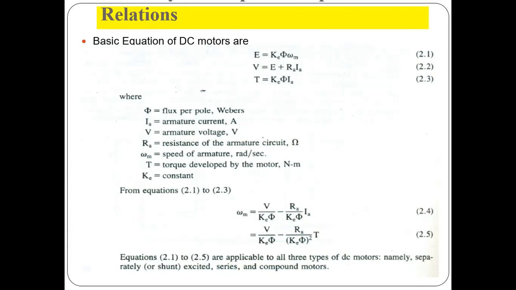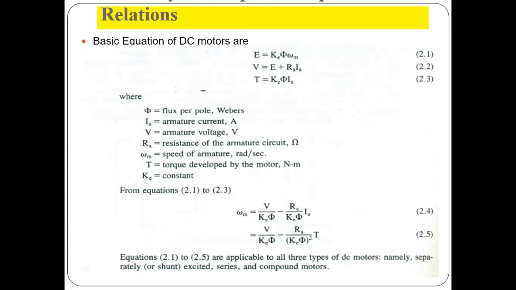Okay. So first in that slide you can see here, this is the first equation, that is E. E is equal to K_E phi omega_m. Second equation, that is V. V is equal to E plus I_A R_A. Third equation, that is T, that means torque, equal to K_E phi I_A.